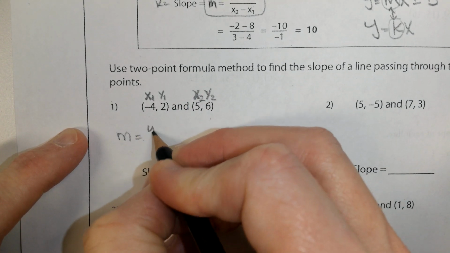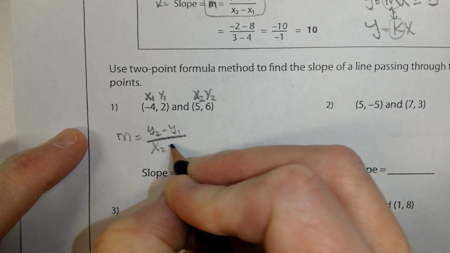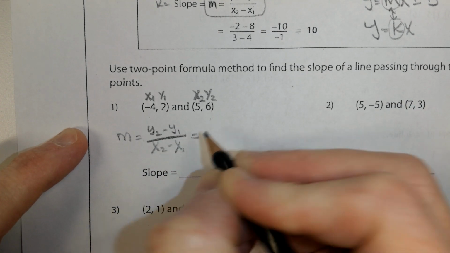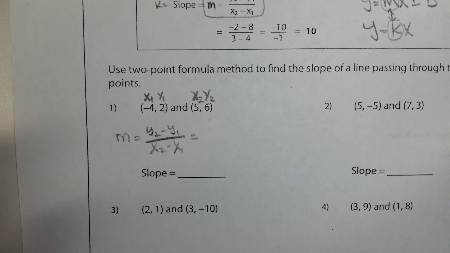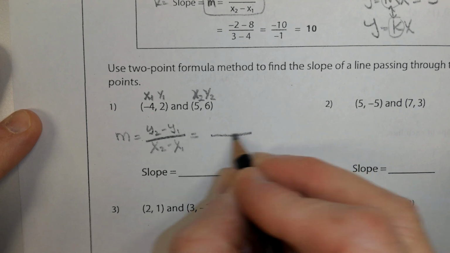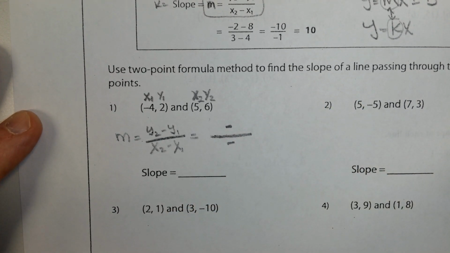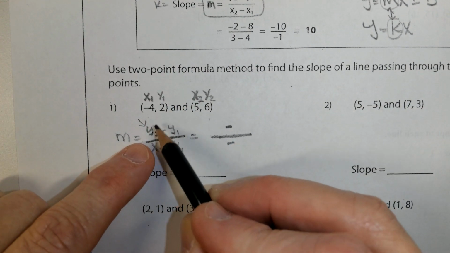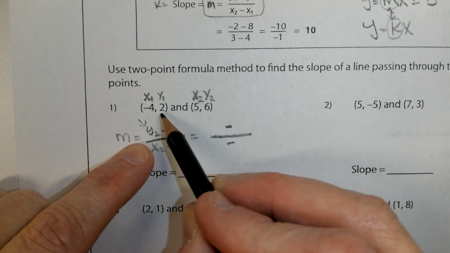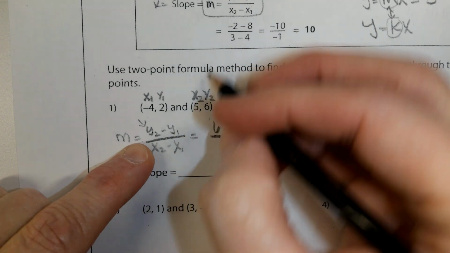M equals y2 minus y1 over x2 minus x1, and write an equal sign. When you're doing this, what I'm looking for is I want you to draw your fraction first and put in your subtract signs before you do anything else. And I'm going to show you why. Let's start with the very first part of this equation. We need y2. Which one of these 4 numbers is y2? 6. Put 6 right where the y2 goes and cross it out.